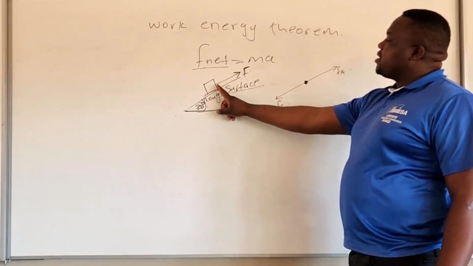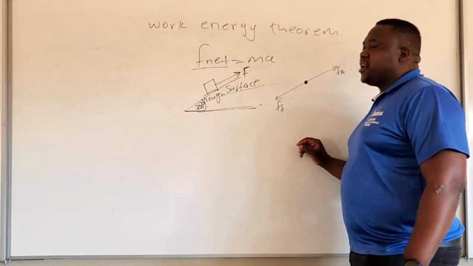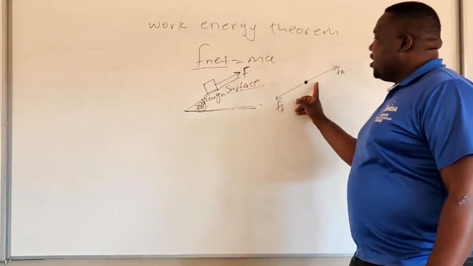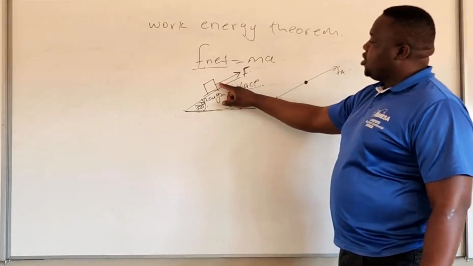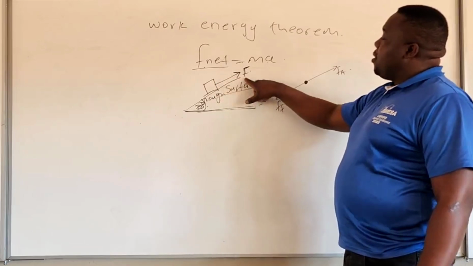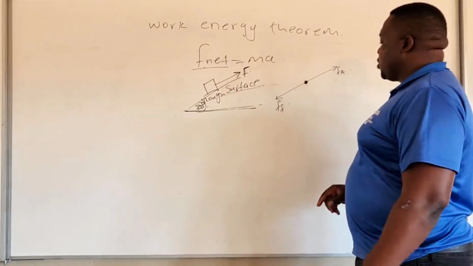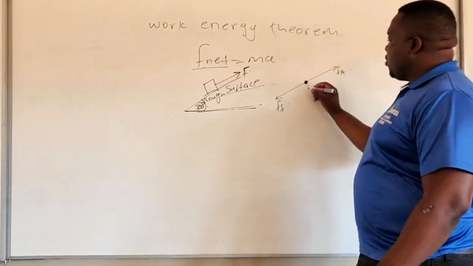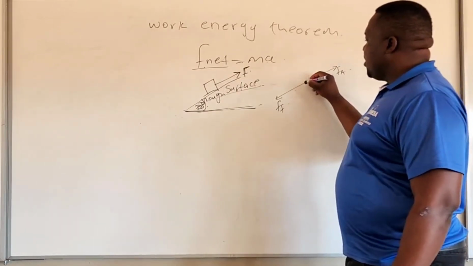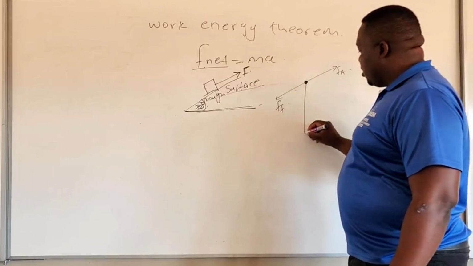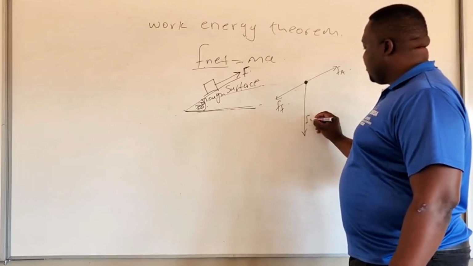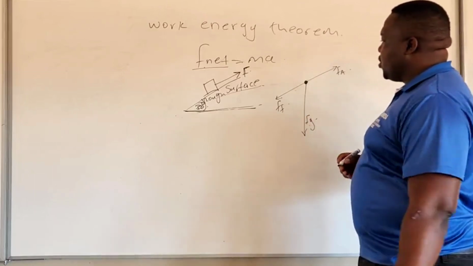And it doesn't mean that if an object is going up, there is always an applied force. Here there is an applied force because the box is being pulled up by this force F, and this force F is the applied force. Then we're going to draw a straight line which is vertically down, and that is the gravitational force. Gravitational force is always downwards.